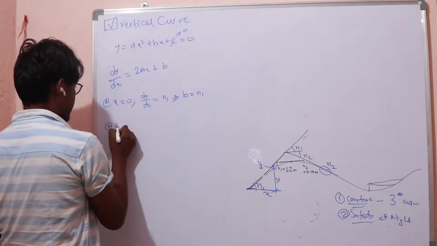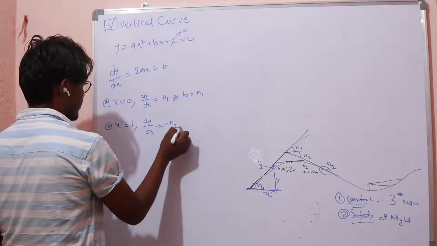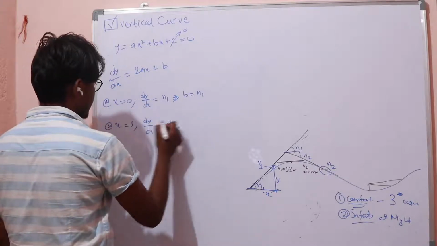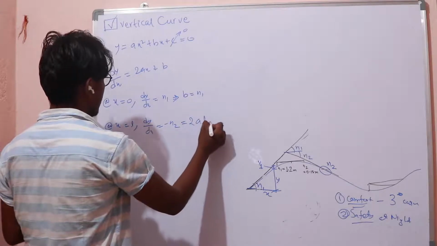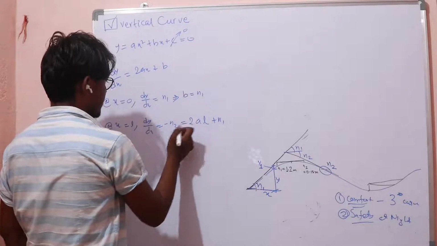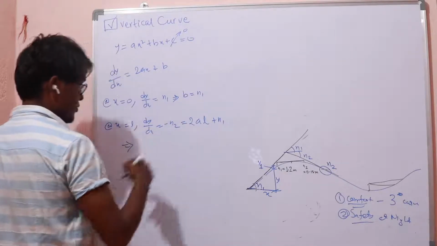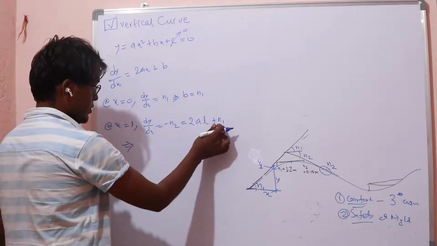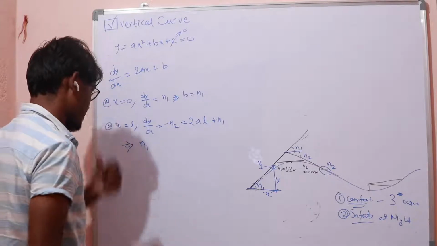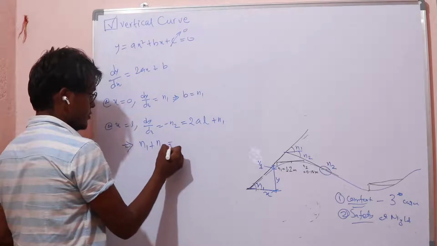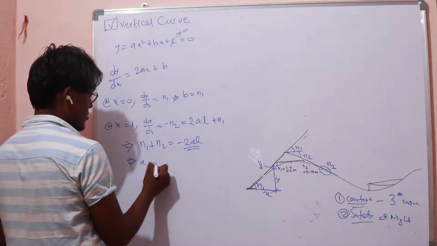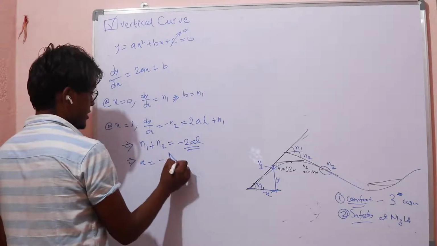At x equals L, we have dy over dx equal to minus n2. So we put that in the equation: minus n2 equals 2aL plus n1, since b is n1. So from that we get n1 plus n2 equals minus 2aL, or we can say that a equals minus of (n1 plus n2) over 2L, that is, bigger N by 2L.